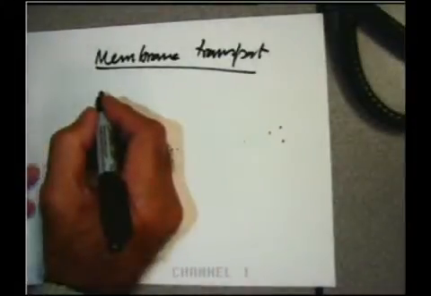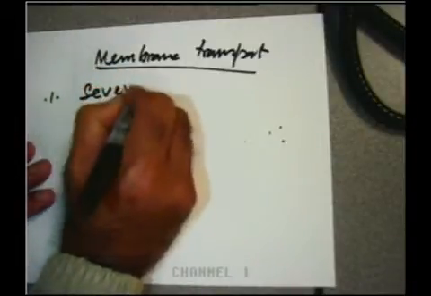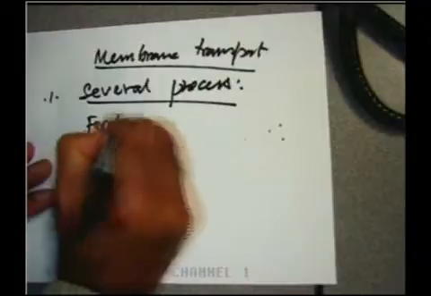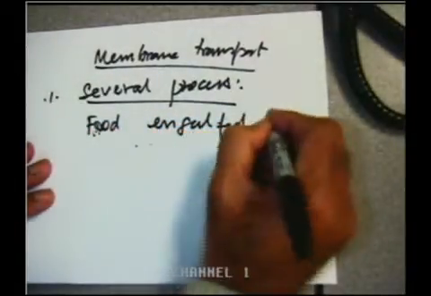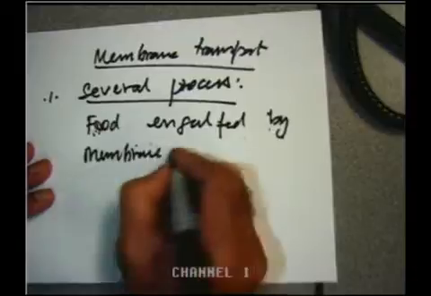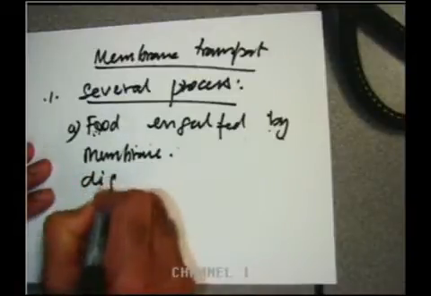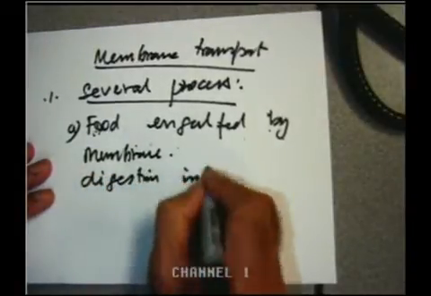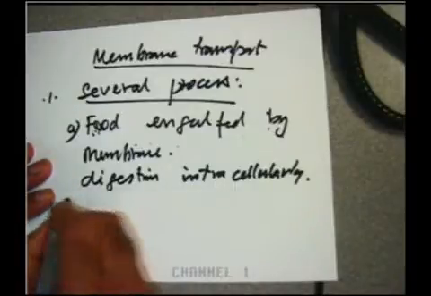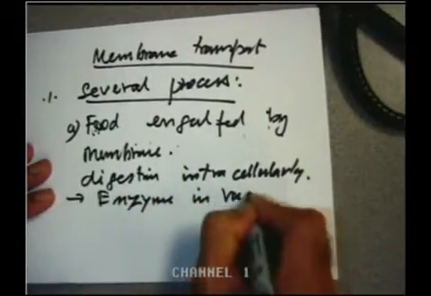So how are we going to study that? To start with, there are several processes involved. Food is engulfed by a membrane. Okay, food is engulfed by a membrane, and then digestion takes place inside. Digestion intracellularly, and the enzymes are in the vacuole.